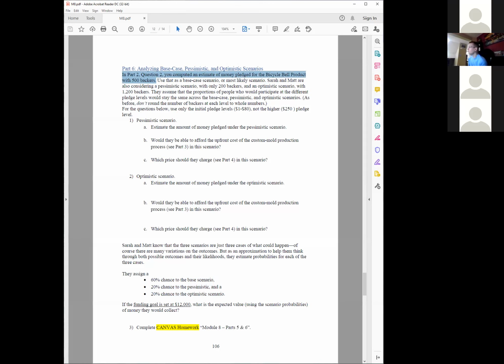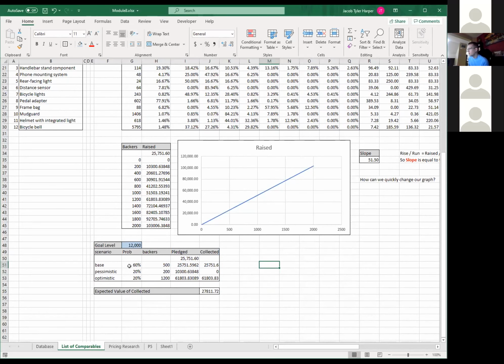So what we need to do is essentially set up another expected value calculator, kind of like we did for part 5, where we have descriptions of all of our cases. We have probabilities for all of our cases that they give us, and we also know how many backers from each of the cases. What's left for us to compute are these guys.